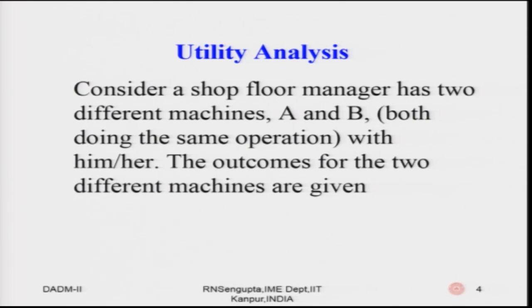Consider a shop floor manager who has two machines. Let us discuss in a very, very simple sense. Consider a shop has machines A and B. Both are doing the same type of operations. It can be a lathe machine, a CNC machine, a turret, a grinding machine, or any welding machine, whatever it is. The outcomes for these two different machines are given. Outcomes mean the amount of productivity or the amount of work the machines are able to do in normal circumstances.